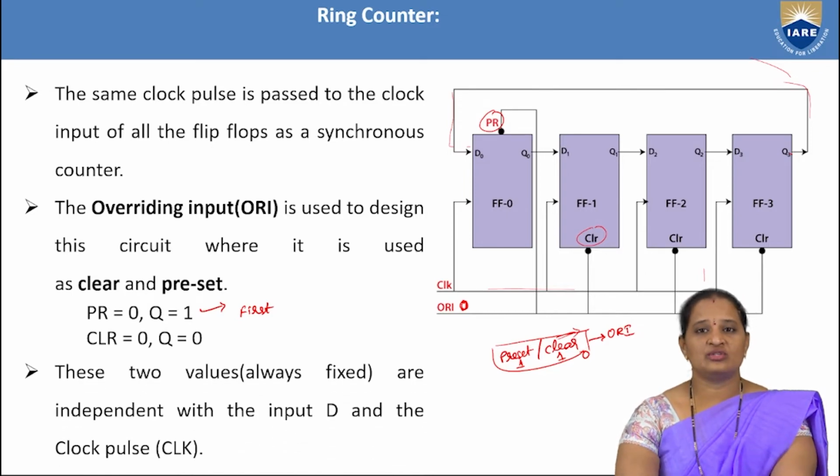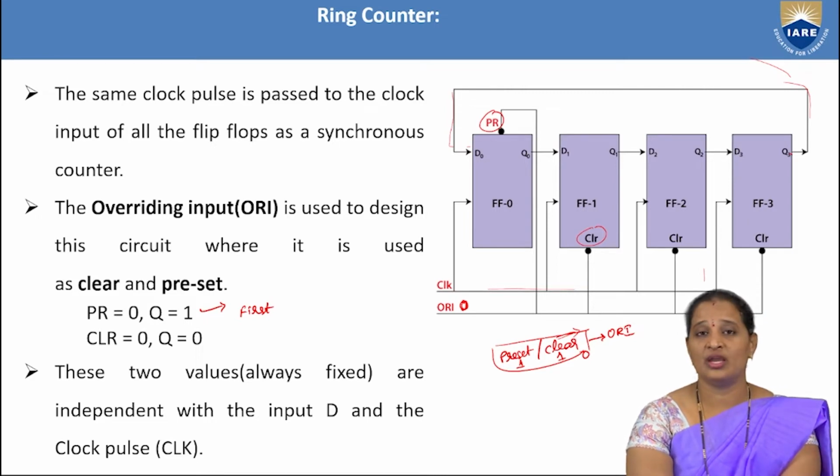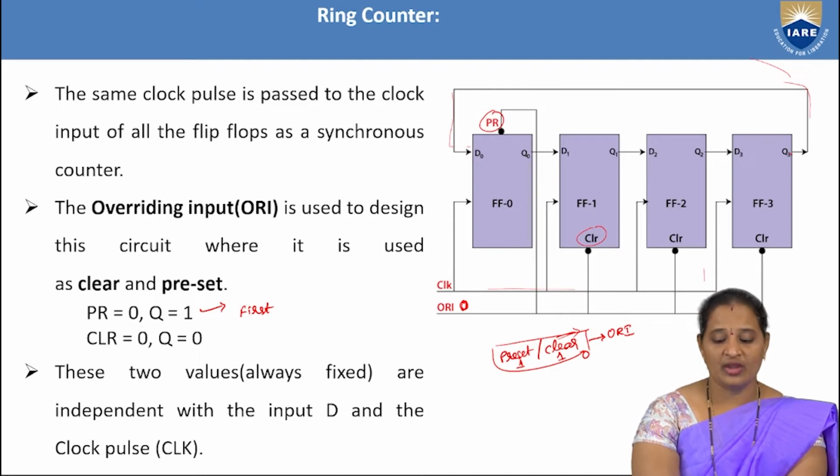So these two values are always fixed and independent. These two values, that means preset and clear, are independent of the data and clock input. So what we are saying is that it is independent of data input and these are all fixed.